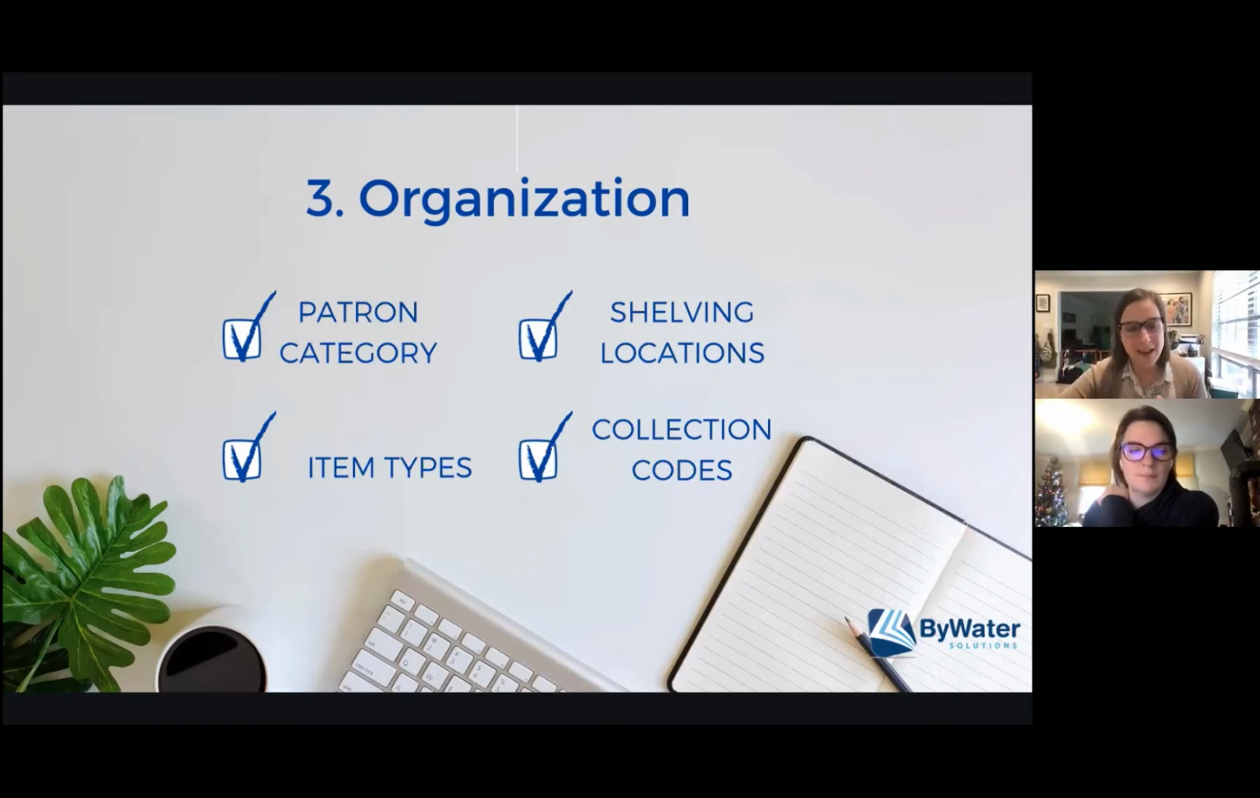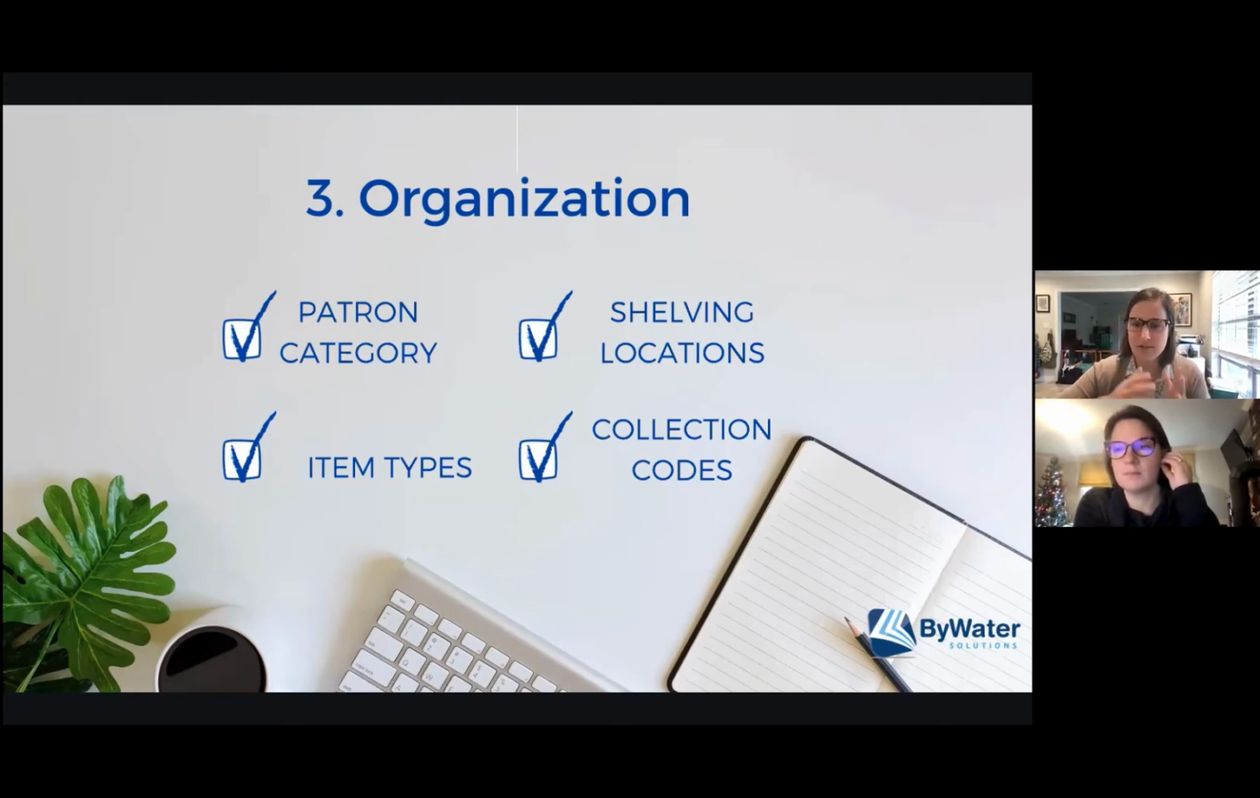Then, of course, we have item types. This may be referred to as material types in your ILS. This is what's driving circulation in Koha. So Koha is going to look at those material types or item types and those patron categories to define circulation for your users. So item types can be things like books or monographs, DVDs, serials, anything that you're using to define that information. Then you also have shelving locations and collection codes.